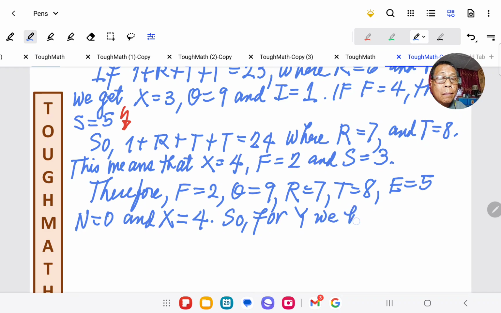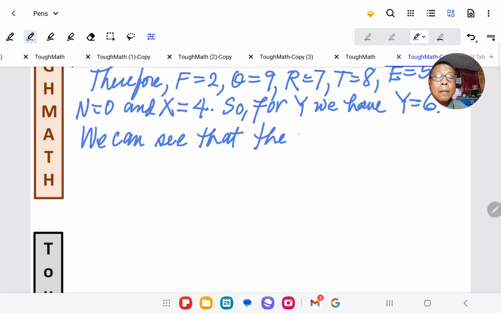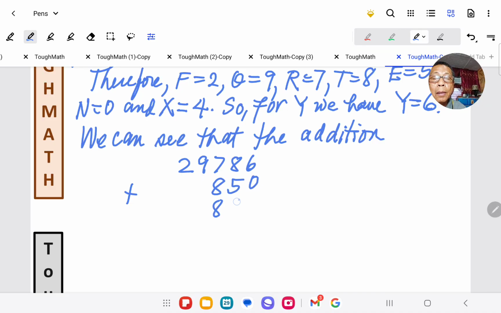So for Y, we have Y equals 6, and we can see that the addition 29786 plus 850 plus 850 is correct. So this is 31486.